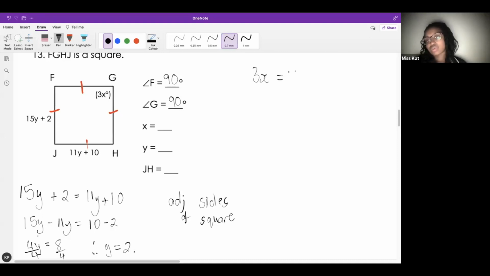3X has to equal 90, right? And then you divide by 3. Therefore, X is 30 degrees. Okay, so we have X, which is 30. We have Y, which is 2. And how are we going to find JH?